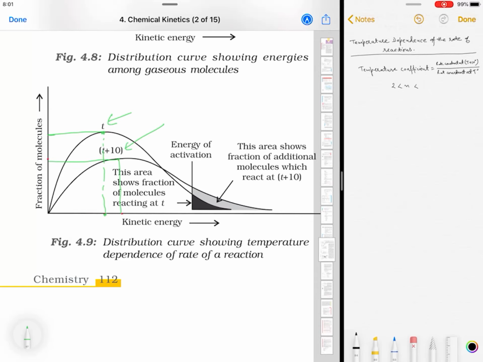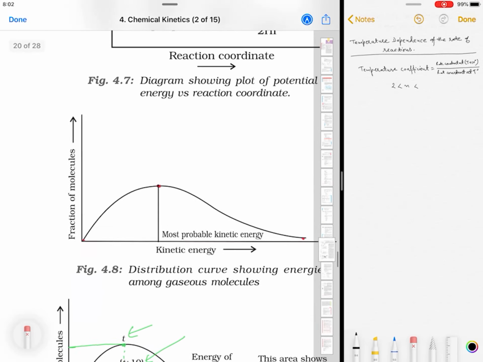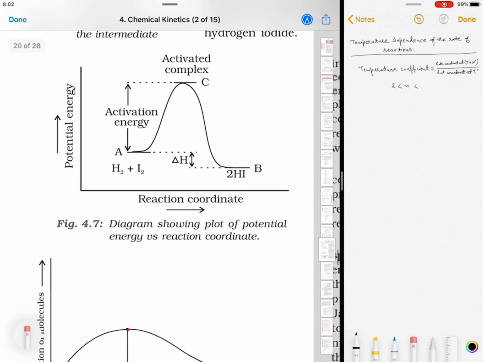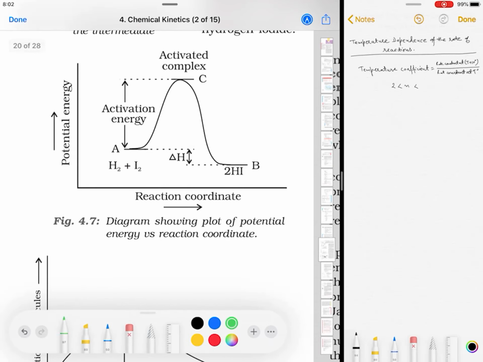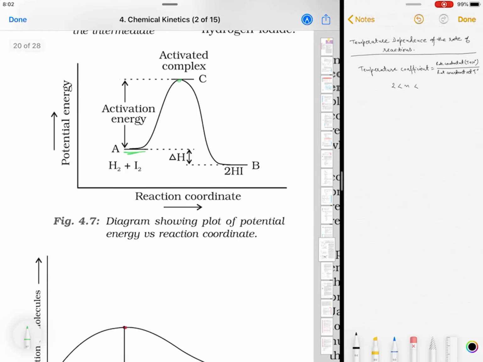But we know that whenever the reaction has to take place, the reactant molecules must have a particular amount of energy. This we can understand from a graph plotted between the energy and reaction coordinates. Here we see the reactant molecules have a particular amount of energy, and when we increase the energy, the activated complex is formed at maximum energy, and when the activated complex loses energy it becomes product.